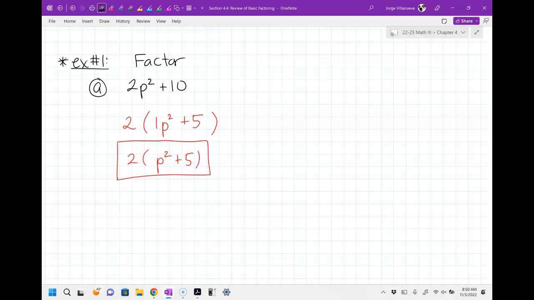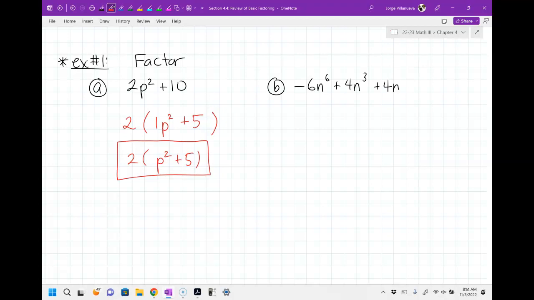Now let's look at part B. This is another homework problem. Negative 6n to the 6th plus 4n cubed plus 4n. I know it looks a lot more complicated, but remember, we're just going to be asking ourselves what numbers can divide this and what letters do they have in common. Okay? So what number divides negative 6, a 4, and another 4?